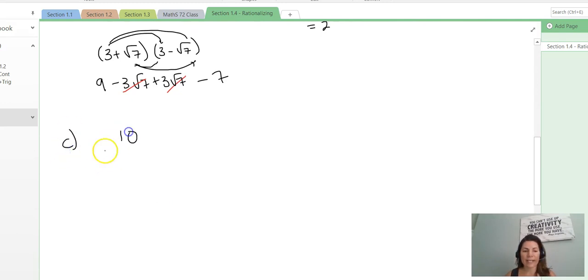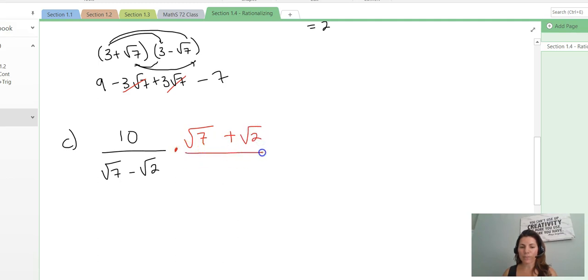Say I have 10 over the square root of 7 minus the square root of 2. It's a coincidence that I'm using the square root of 7. It's not my favorite number, if you're thinking that. So how do I solve something like this? We're going to use the same trick as above. I have a plus or a minus in radicals, so that means I have to multiply by the conjugate. The conjugate is the square root of 7 plus the square root of 2.